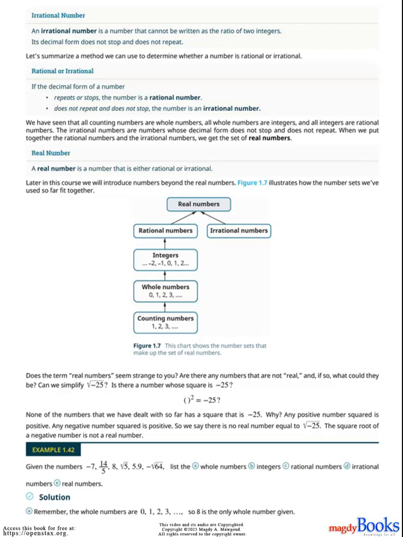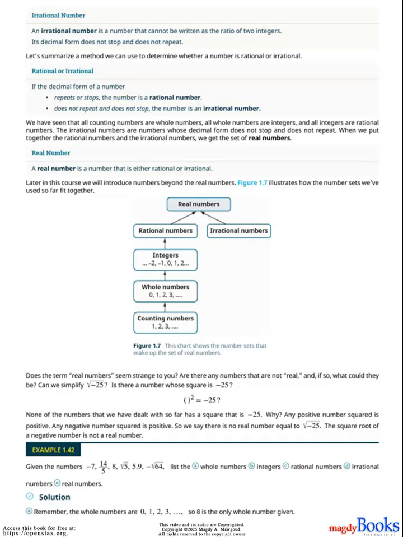Figure 1.7 illustrates how the number sets we've used so far fit together. Real numbers: irrational numbers, and rational numbers. Rational numbers include integers: ..., -2, -1, 0, 1, 2, ...; whole numbers: 0, 1, 2, 3, ...; and counting numbers: 1, 2, 3, ... This chart shows the number sets that make up the set of real numbers.